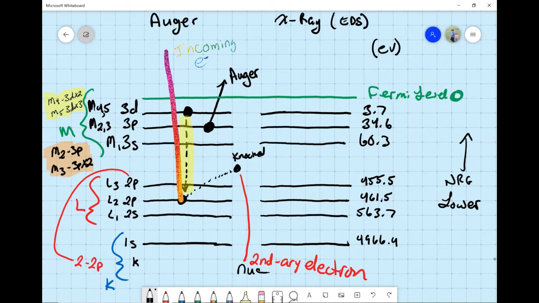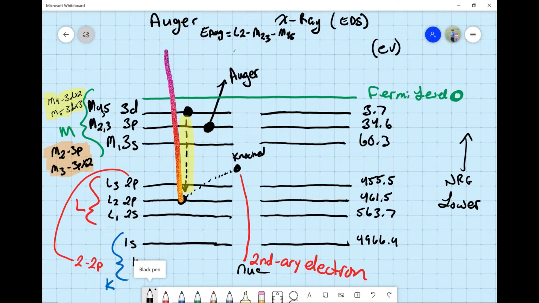let me just squeeze it in. Energy Auger is going to be equal to L2 minus M23 minus M45. And we have our energy levels tabulated here. And you already know it was an incoming electron, and you can rewind it if you don't believe me. But we have our numbers now.